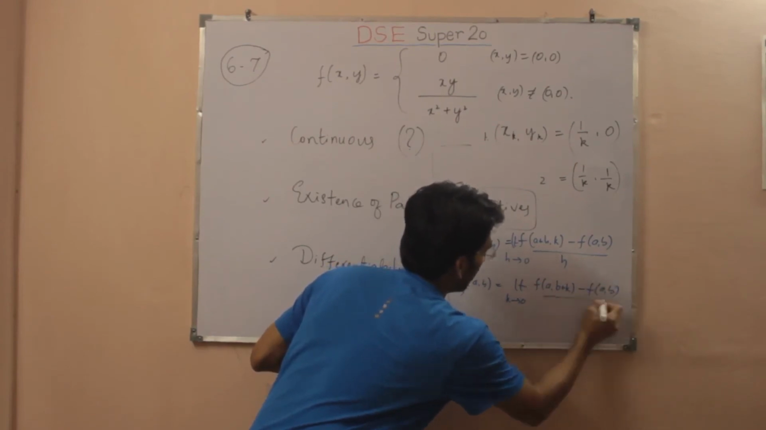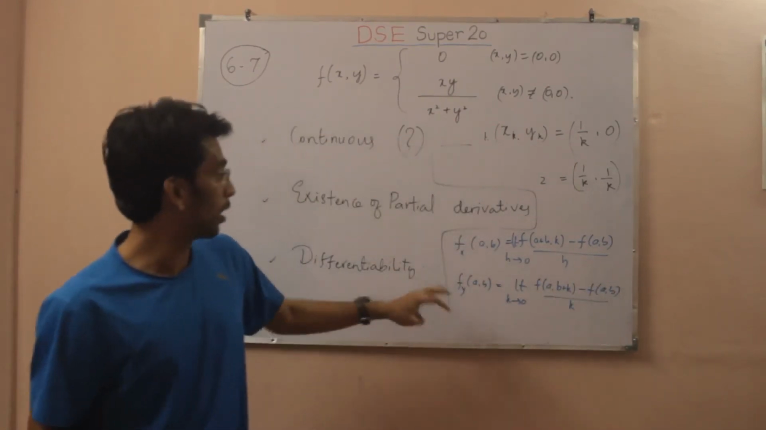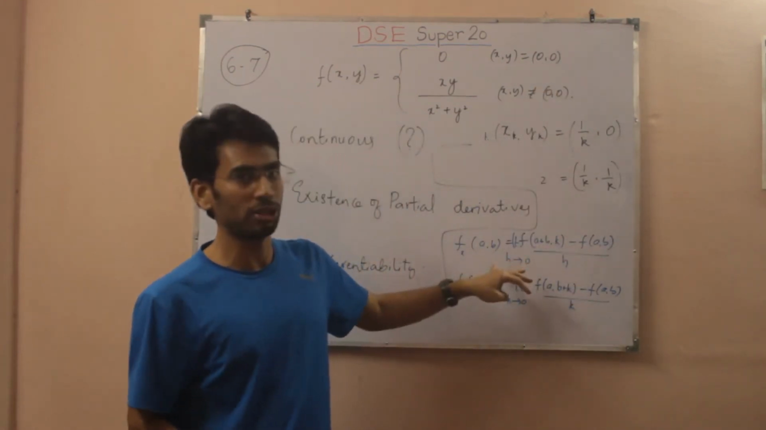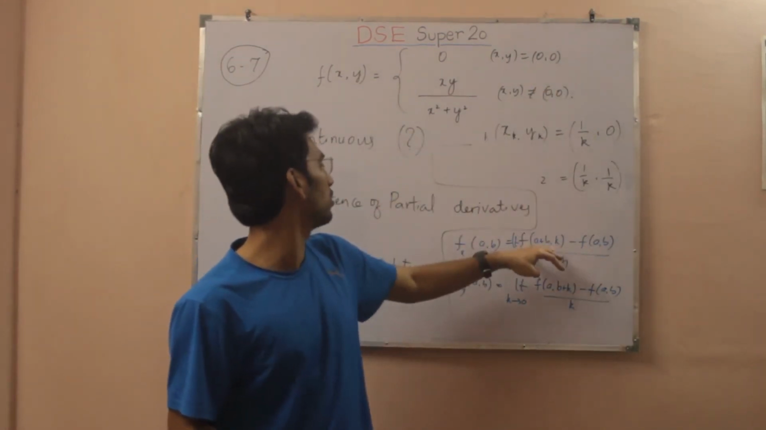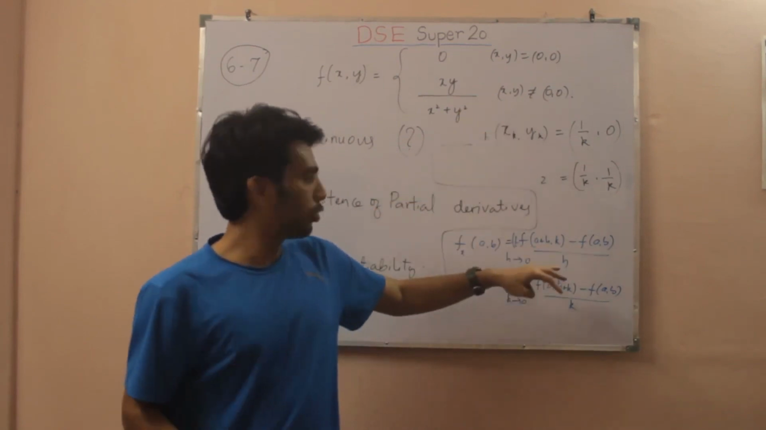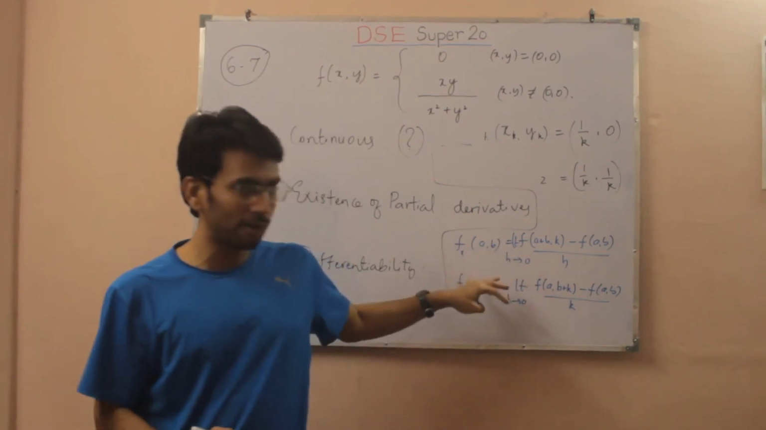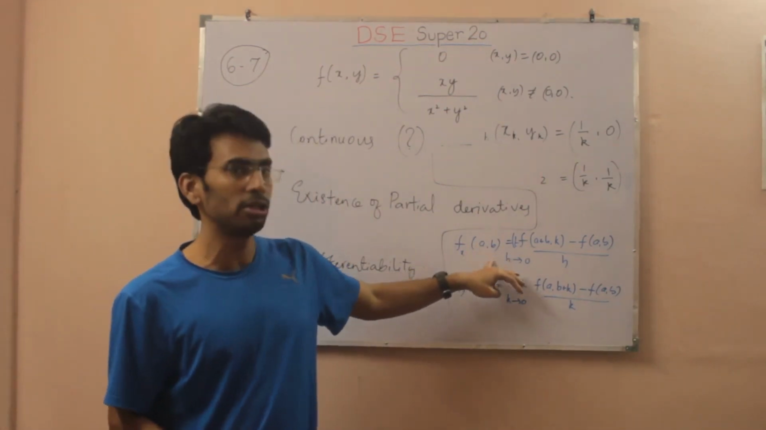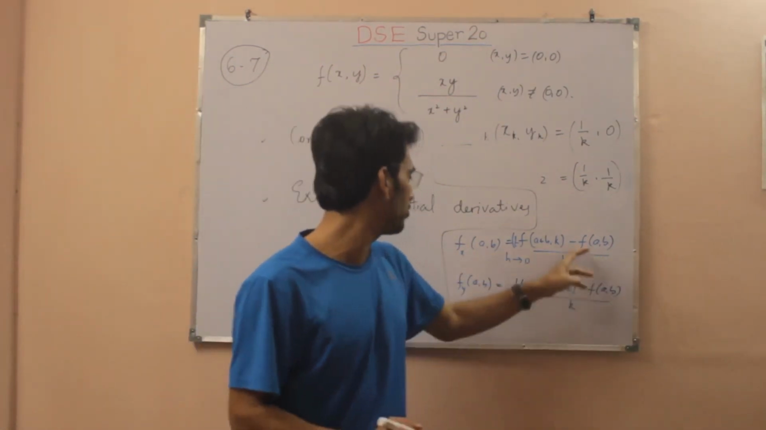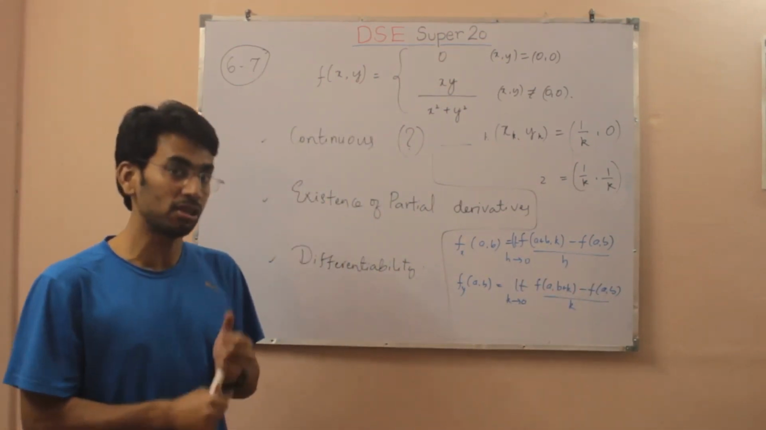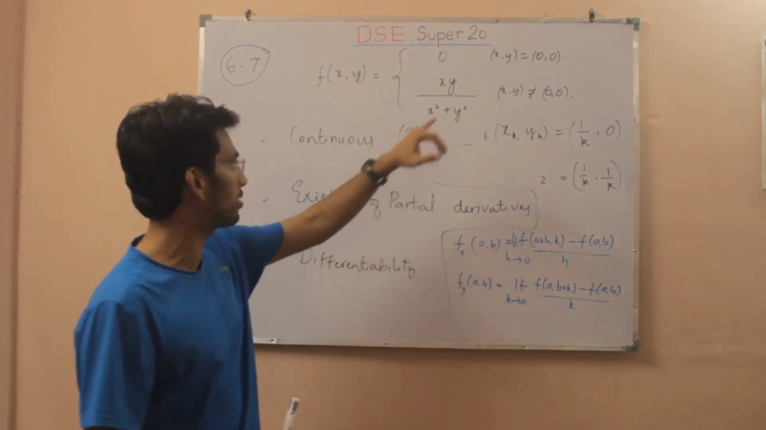Now just substitute the values of 0, 0 in these two equations and the value of the function here. You can very easily see that the partial derivatives of this function at the origin will be 0 for both of these partial derivatives, and hence the partial derivatives exist even though the function is not continuous at the origin.